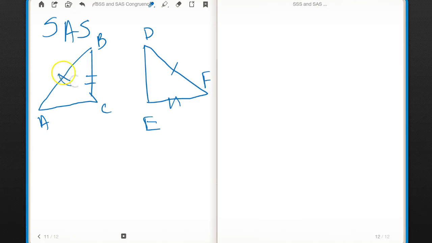So we have a side right here. We have a side right here. Which angle do I need to be in the middle? I need angle B. Angle B is in between the two sides. So I need angle B to be congruent to the angle in the middle here. Here's my side, here's my other side. Which one is in the middle? Which one is included? This one, which happens to be F. So angle B needs to be congruent to angle F.